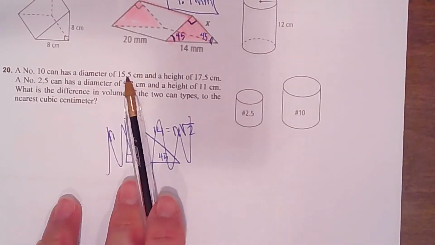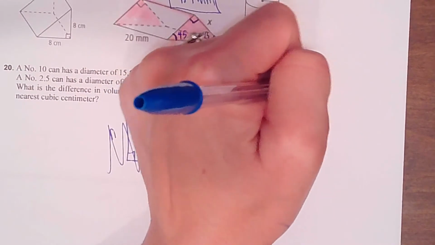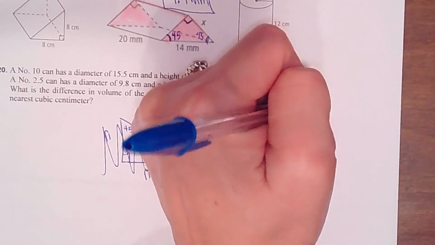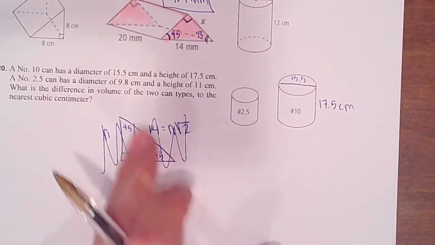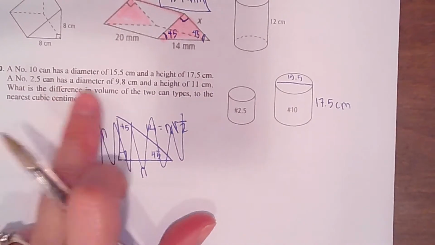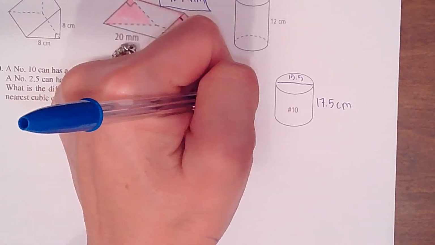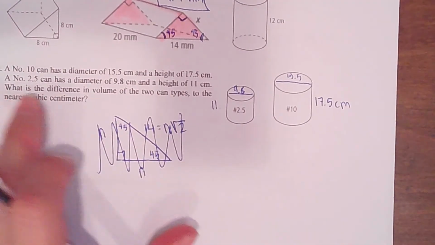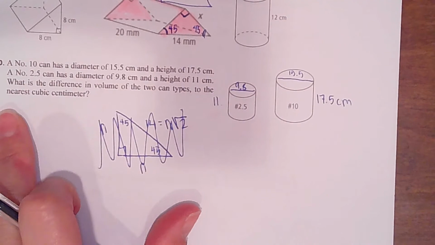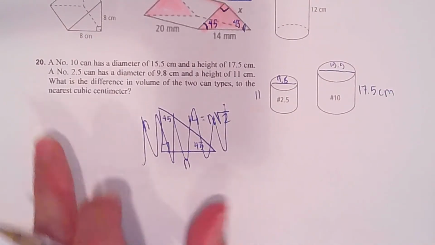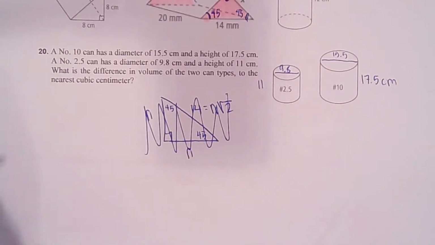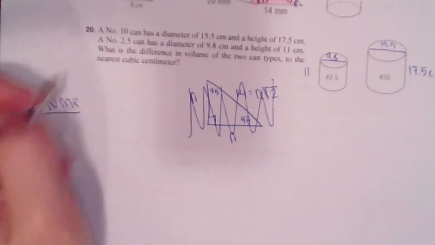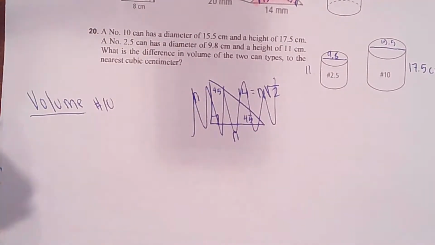It says number 10 can has a diameter, so all the way across, of 15.5 and a height of 17.5 centimeters. Number 2.5 can has a diameter, so all the way across, of 9.8 and a height of 11. What is the difference of the volume of the two cans to the nearest cubic centimeter? Okay, so we need to find the volume of can number 10, which we will do first. And we'll say number 10, because the number 10 can.